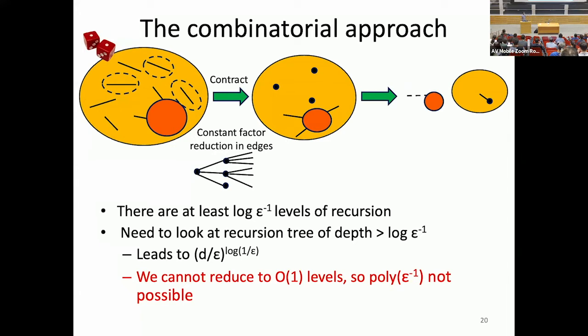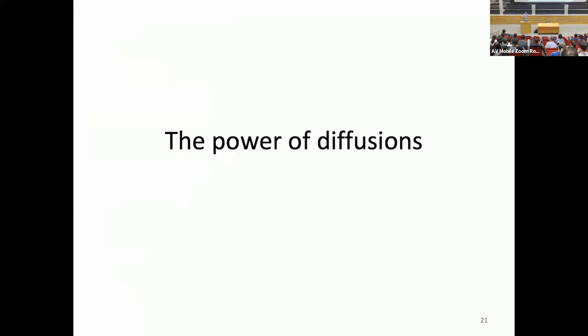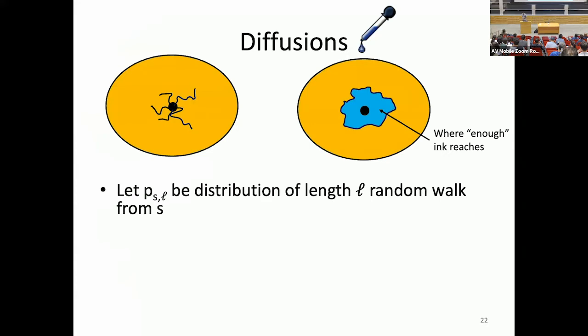Now, you can do a lot of cleverness and get the recursion down, but it doesn't seem like you can do constant. And so the idea that we had here, because of previous successes of spectral graph theory, was to look at this somewhat differently, just look at the power of diffusions in this process. Okay, so what is a diffusion? Well, you could look at P_S^L. So S is a vertex, L is a length. Think of length being like some polynomial in 1 over epsilon. P_S^L is the distribution of the L length random walk from S.